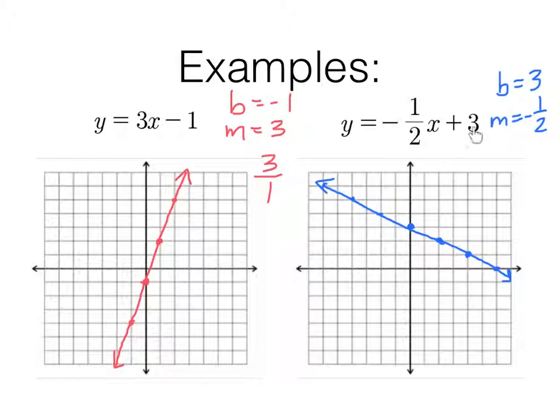So again, y-intercept is where it crosses the y-axis, and slope is the steepness. In this case, -1/2: down 1, right 2, down 1, right 2. I can also think in the other direction: up 1, left 2, up 1, left 2. You still get a downhill slope. Now what you're going to have to do is match these things up.